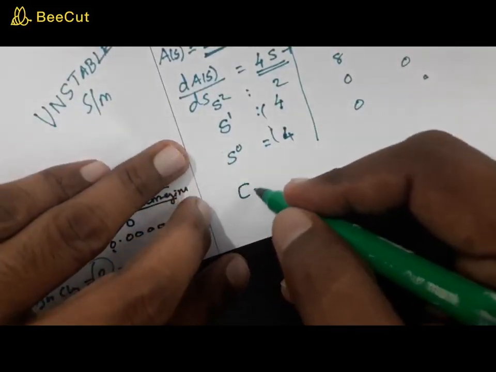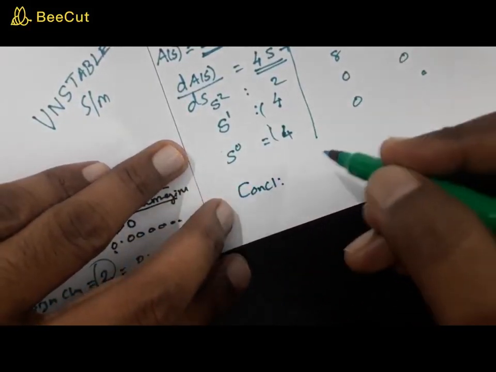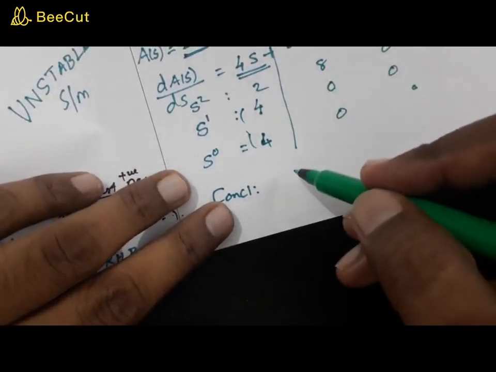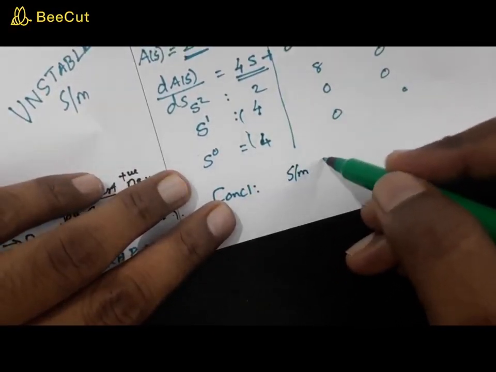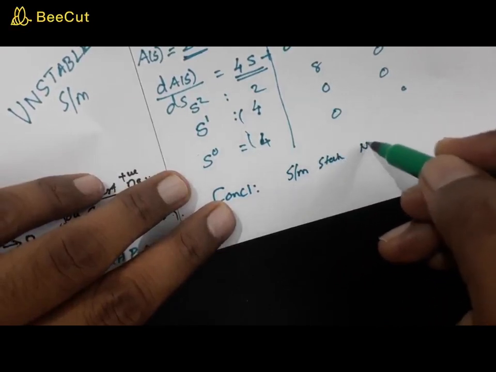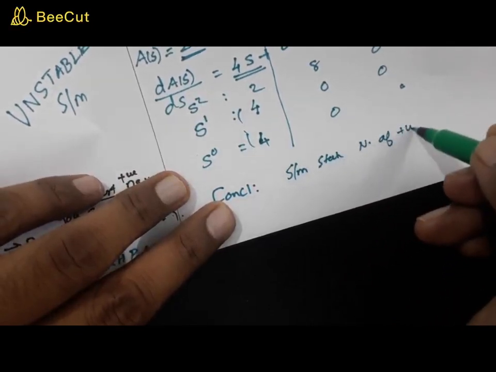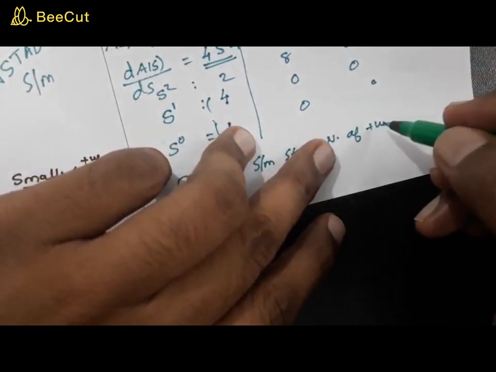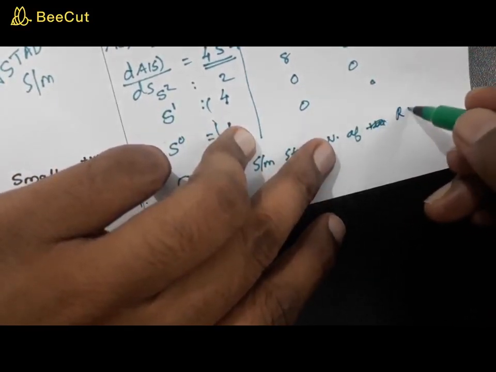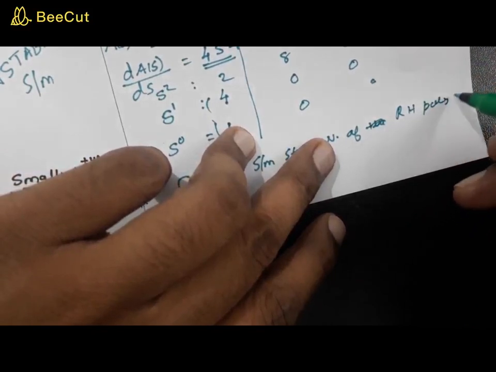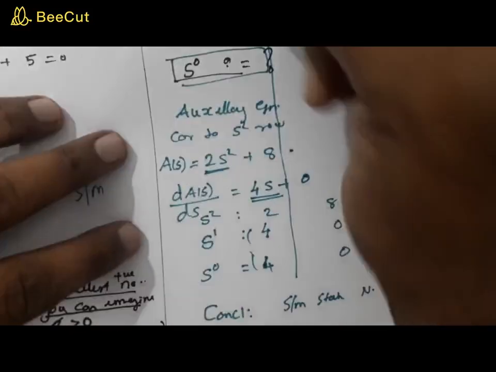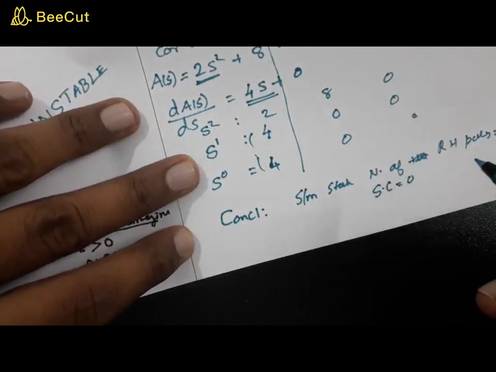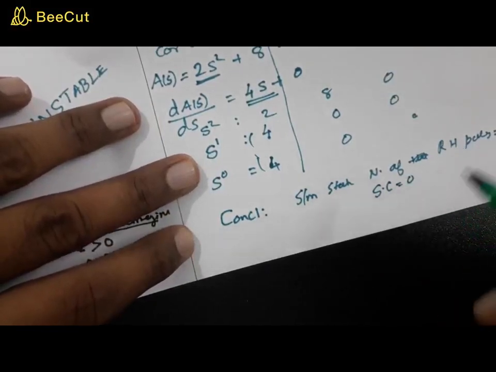Here you must be very careful in the conclusion. As far as your knowledge right now, you may say that this system is a stable system. Why? Because the number of poles in the right half plane is equal to 0, since there are no sign changes. But that is a problem.